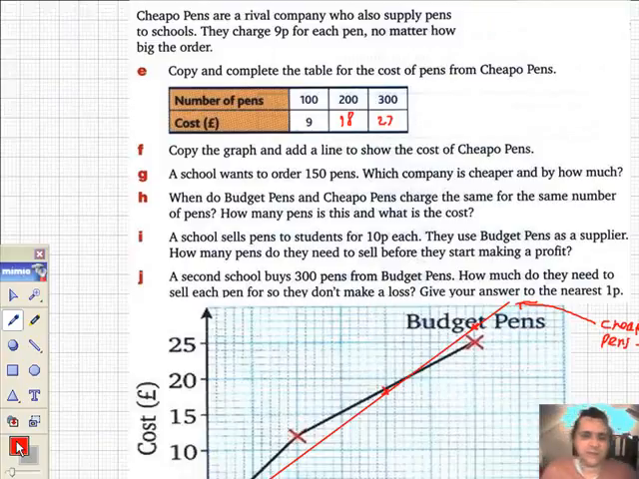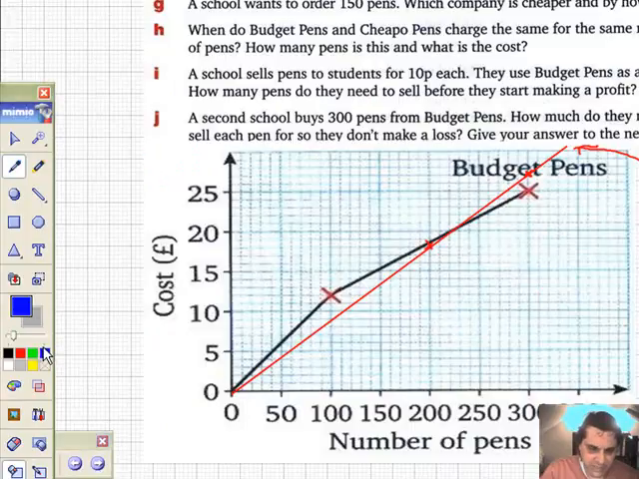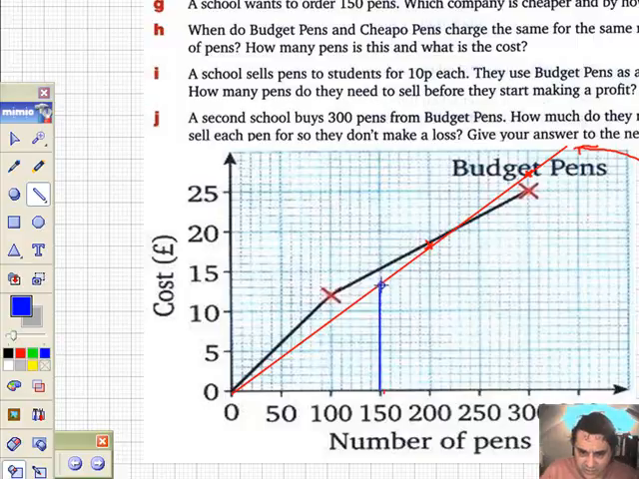Copy, yeah, done that. A school wants to order 150 pens. Which company is cheaper and by how much? Alright, well let's show the examiner what our brain is doing. Use of the line facility. 150 pens. Oh, I don't want red. I want blue. 150 pens. Try again. Oh, missed. Put it there. That's better. 150 pens. Let's hit the Cheapos and turn left. And let's hit the Budgets and turn left.